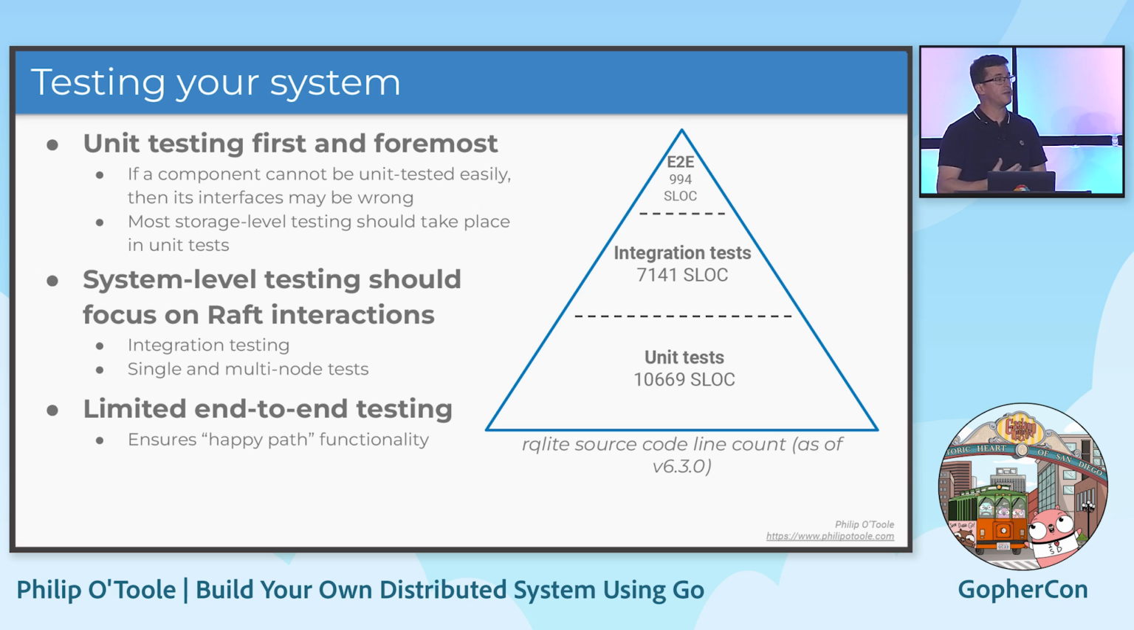What I use end-to-end testing for in SQLite is basically a smoke check. I launch real processes. This is the one test suite I have that is written in Python. I launch real processes, make sure that they start, make sure that they cluster. It's basically a smoke check.